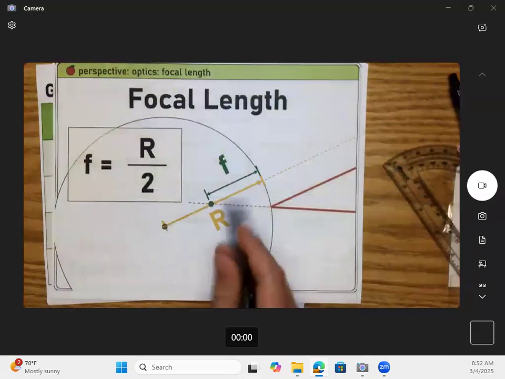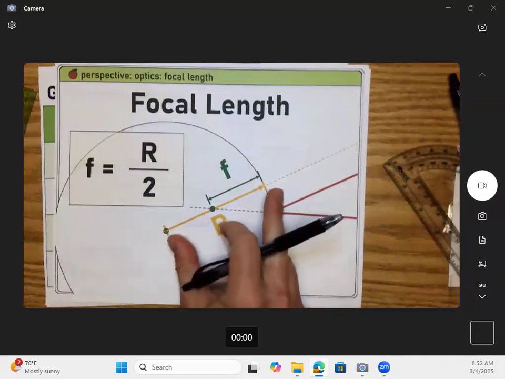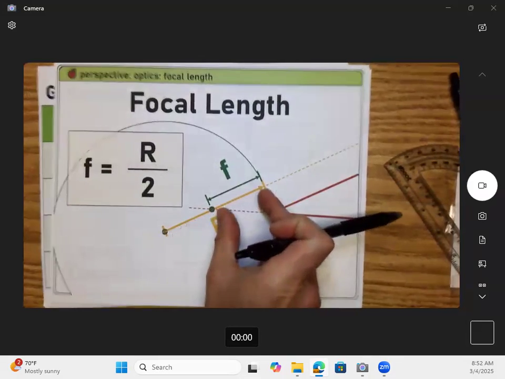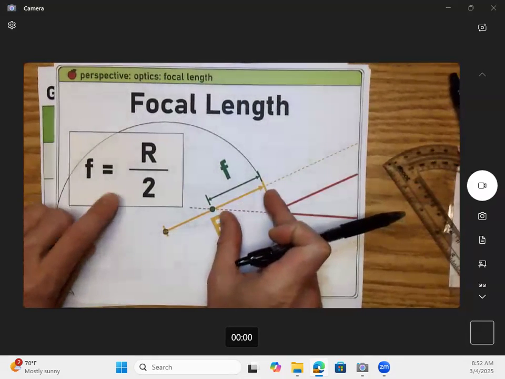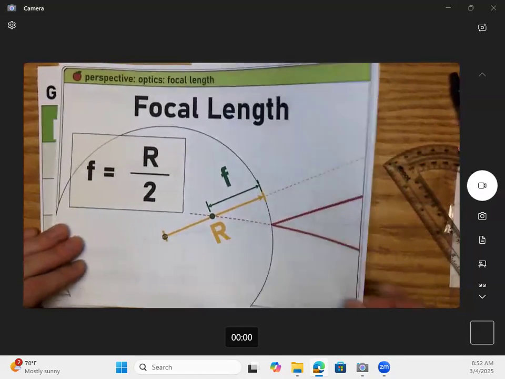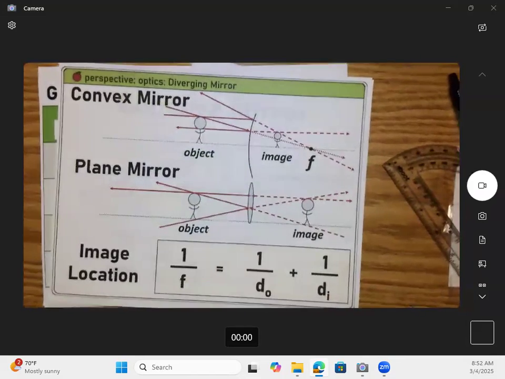And where's this focal point? Well, this focal point is halfway between the center and the surface. So this focal length ends up being half of the radius. Now you put those ideas together and figure out what's going on with the funhouse mirrors.